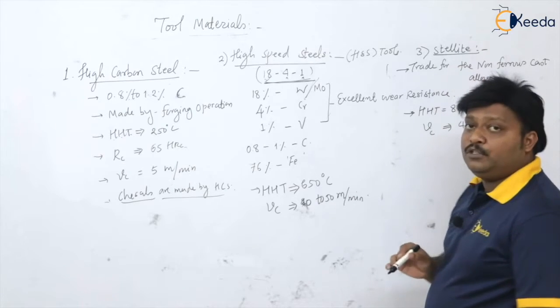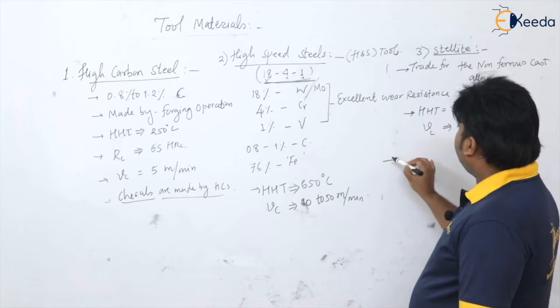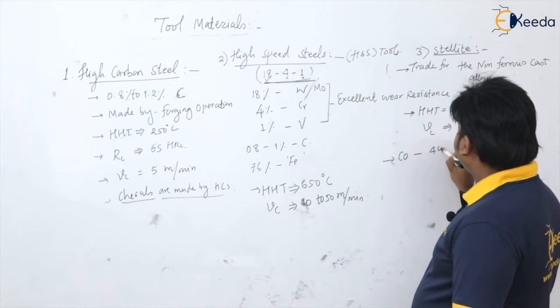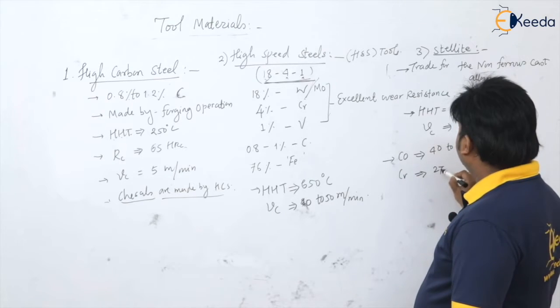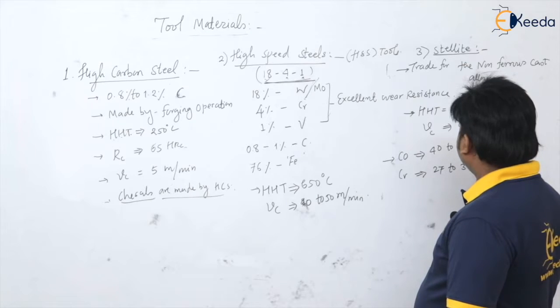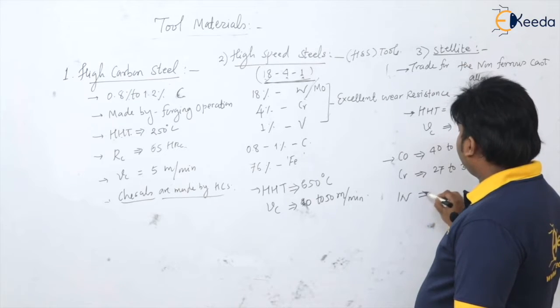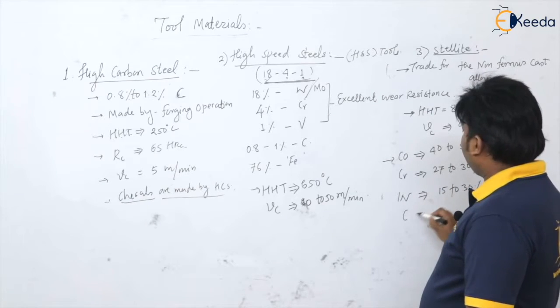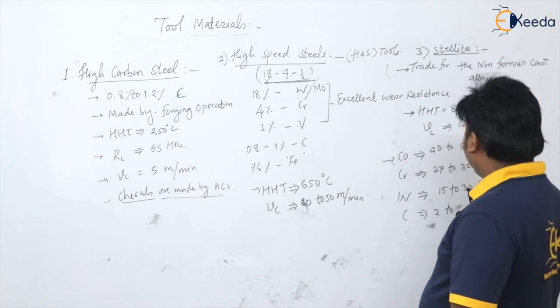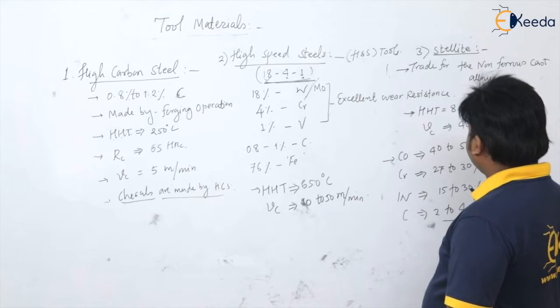If you look at the composition for the stellite, we are having the cobalt around 40 to 50%. Then chromium, if you see, it is from 27 to 30%. Tungsten, if you see, it is from 15 to 30%. And the rest, carbon, you can have from 2 to 4%.